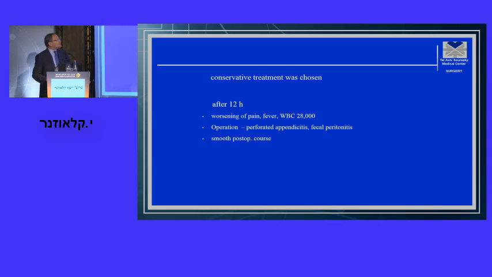A conservative approach was chosen. However, after a few hours, the patient's condition worsened, namely pain, fever, more leukocytosis, and she was operated on. A perforated appendicitis with peritonitis was found. An appendectomy was performed, and the post-operative course was very smooth.